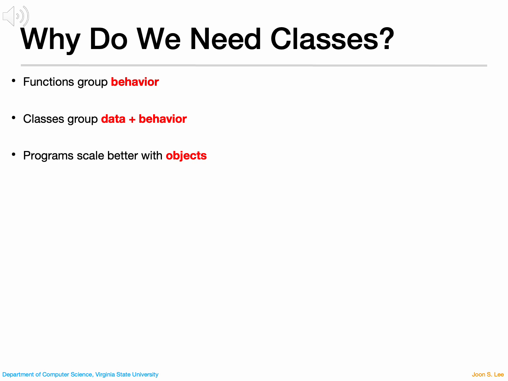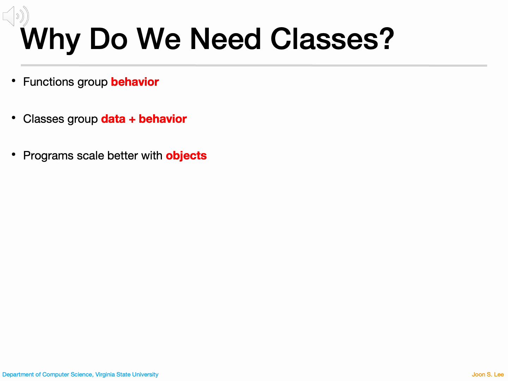A student class isn't just a set of functions, and it's not just a collection of variables. A student has data, like name and ID, and behavior, like enrolling in a class or calculating GPA. When we create objects from a class, each object carries its own data and knows how to operate on that data using its methods. This approach scales much better as programs grow.